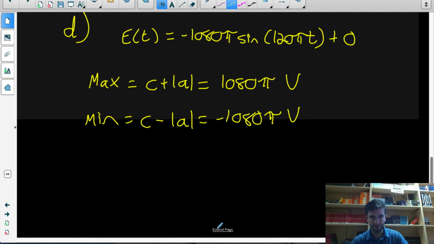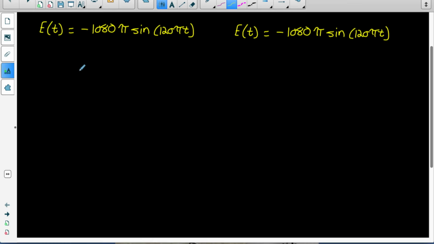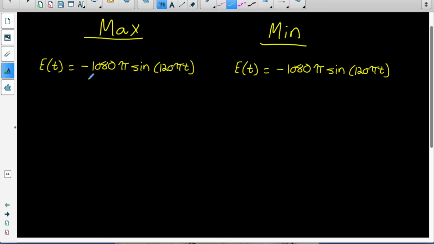The tricky part with this question is figuring out when do these occur. So I need to set this E at t function equal to those values and solve for t. So I'll do that in 2 parts. I'll do the max over here, and I'll do the min over here. Let's start by solving for the max. Let's start by solving for the max voltage by setting this E at t function equal to the max voltage, which was 1080 pi.